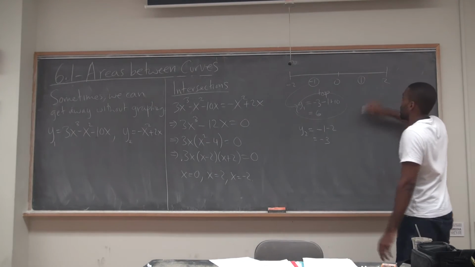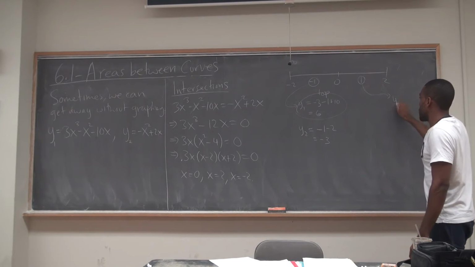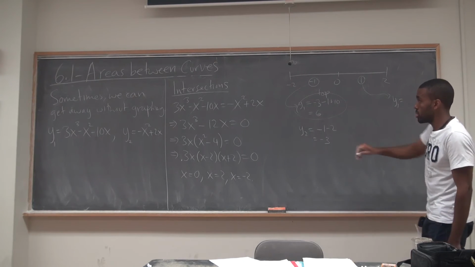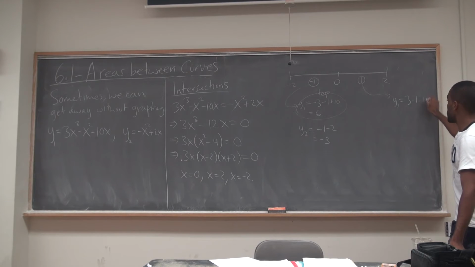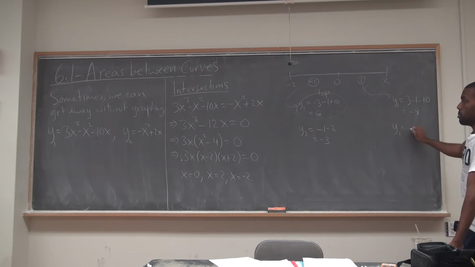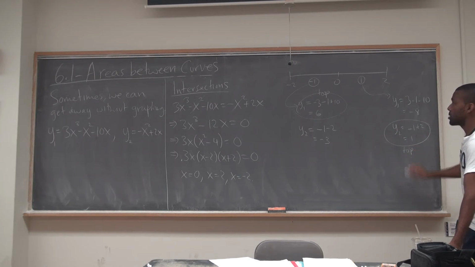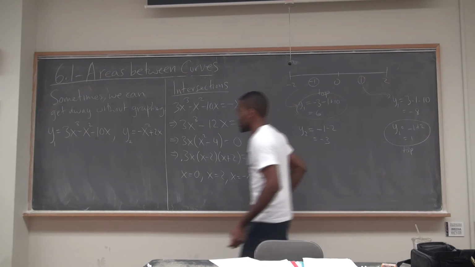Over here I can test 1, to see if things switch. So my y1, in this case, if I plug in 1, I would get 3 minus 1 minus 10. Wait, you just picked a random number? Yeah, any number between 0 and 2. One's easy. That would give me negative 8. If I look at y2, that would give me minus 1 plus 2, which is 1. This guy is now the top.